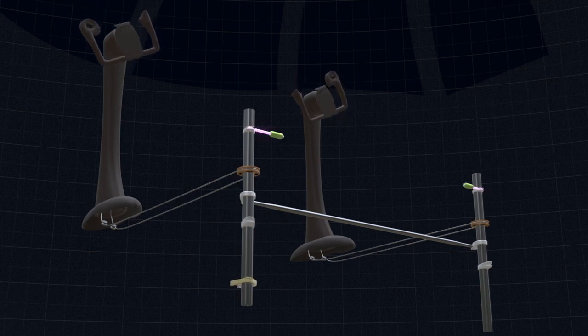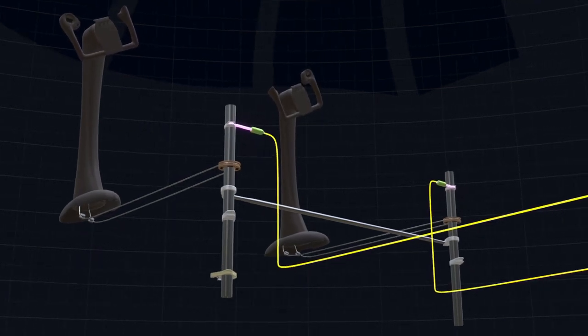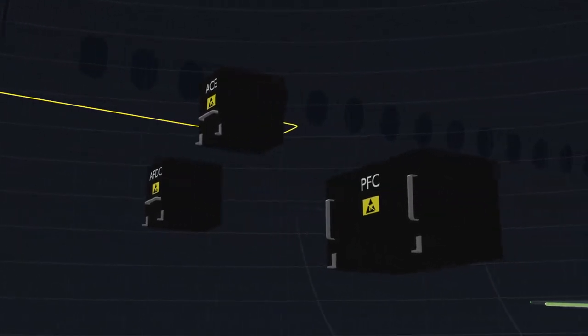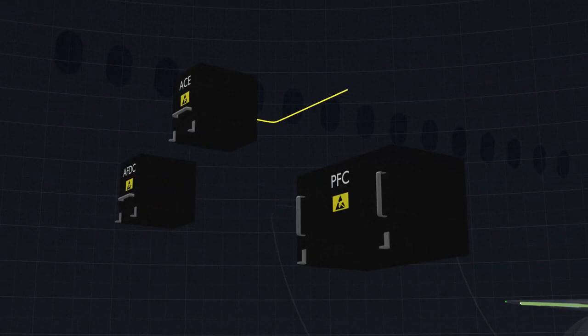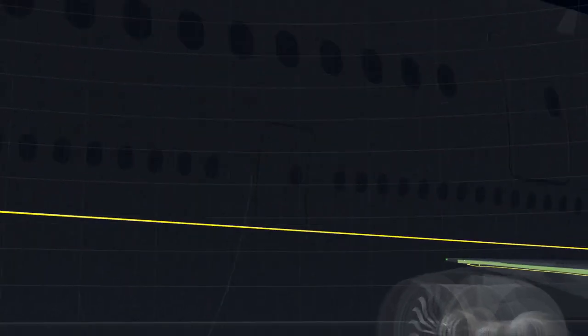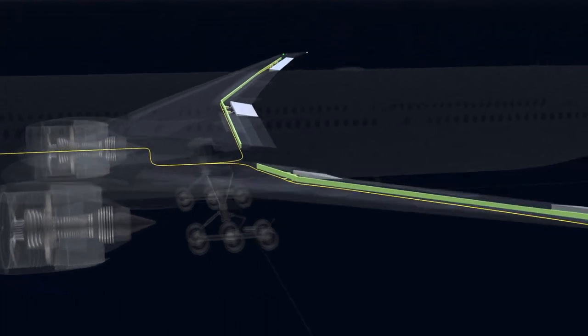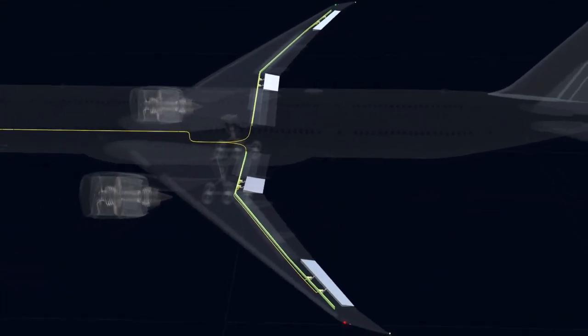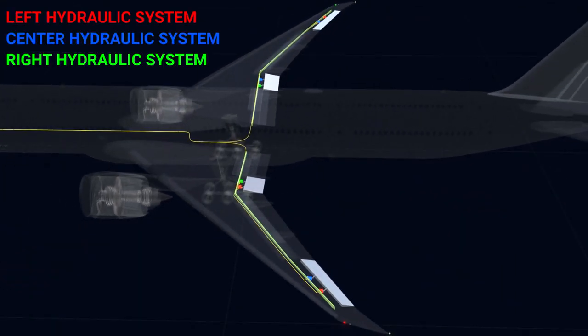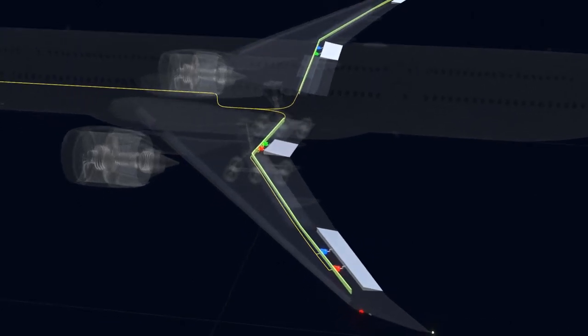The wheel position is picked up by the position transducers and sent to the actuator control electronics. The ACE relays the signal to the primary flight computer to calculate the movement. The PFC instructs the direction and deflection positions for all the four surfaces. The ACE will now operate 8 power control units, 2 for each surface. PCUs are electrically controlled hydraulic actuators and use different hydraulic system of the aircraft for redundancy.